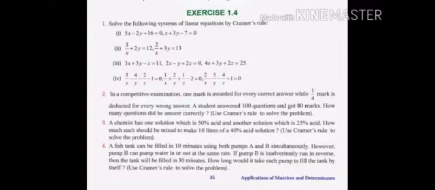In today's class, we have completed exercise 1.4 with examples 1.25 and 1.26. Students, be clear. Please don't by-heart the sums. Understand the concept and do it clearly.